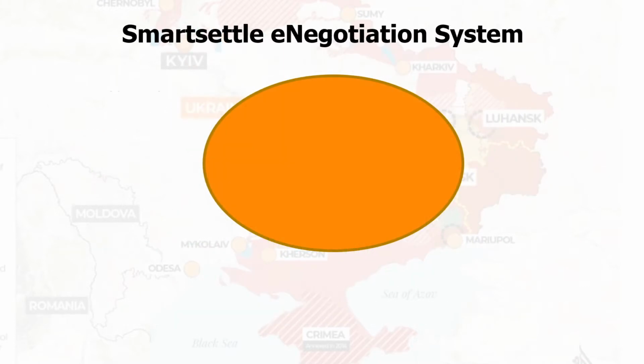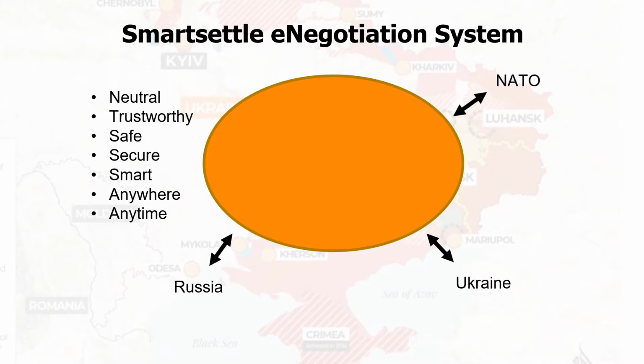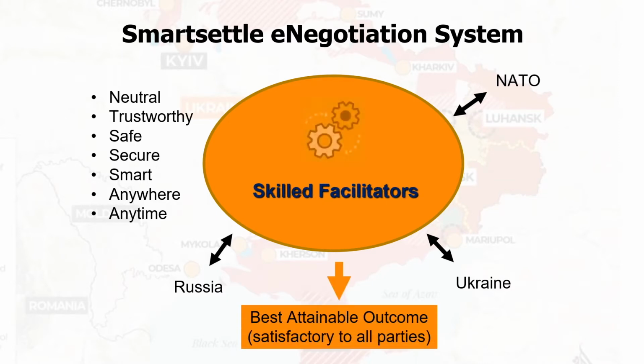Negotiating with Smartsettle Infinity is a whole new experience. The Smartsettle negotiation room has a virtual table that is perfectly neutral, trustworthy, safe, and secure and smart, where negotiations can happen anywhere, anytime, between any number of parties. NATO is shown here as a third party, but the simulation we are about to show is imagined as only between the two primary parties. In a real-life negotiation, the parties would be guided by facilitators, skilled at helping them achieve the best attainable outcome that is satisfactory to all parties.